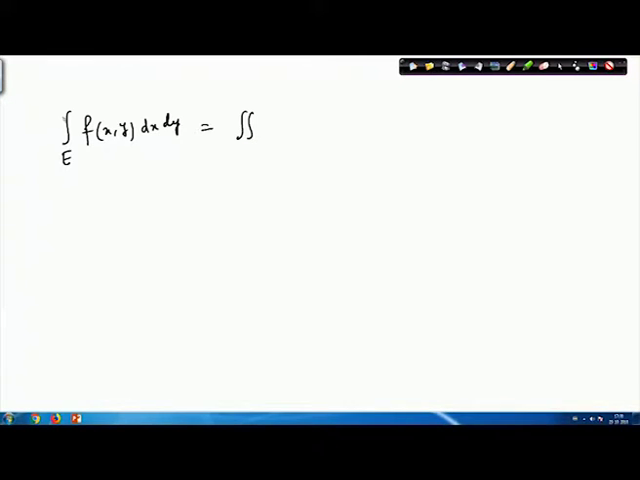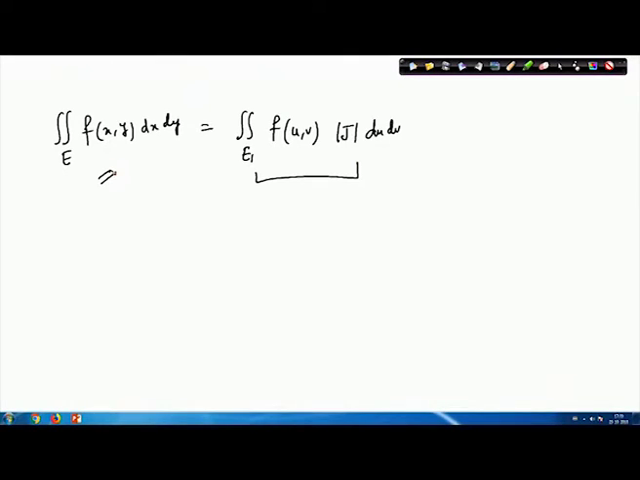transform this surface integral to a region E1, and here we will have f of (u,v), then the Jacobian, and then du dv. So we can change the variables of the integrand, and by doing this change of variables it will actually make our life a little bit easier, because the transformed integral, there is a strong possibility, can be a simpler integral, and then it will be easy to compute this integral than computing this difficult one.